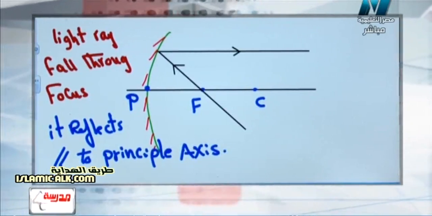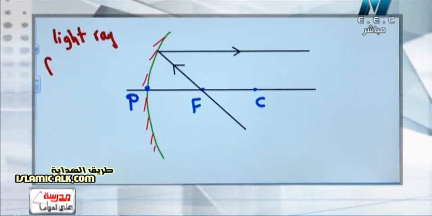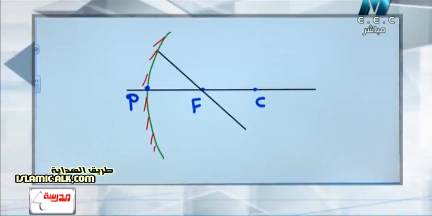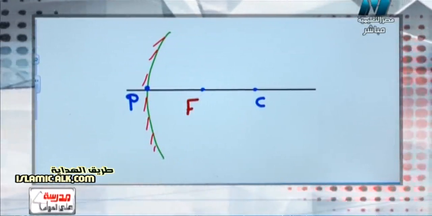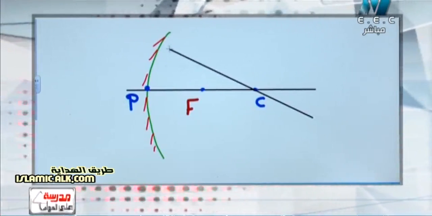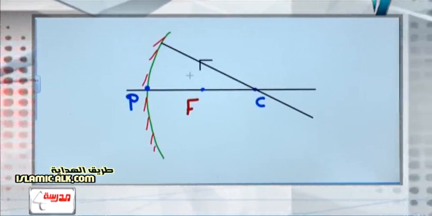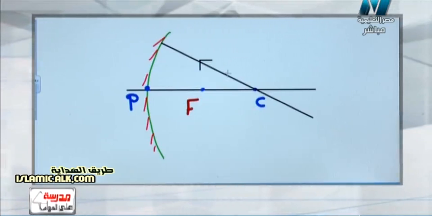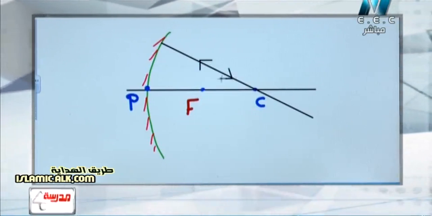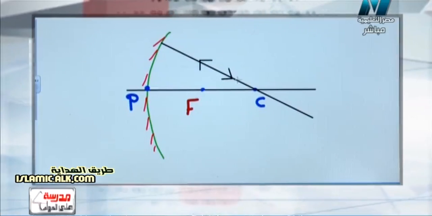The last case, if the light ray passes through the center of curvature. Let us assume that this time the light ray will pass through the center of curvature, as you see like that. If the light ray falls through the center of curvature in this direction, in this case, the light ray will reflect on itself. Of course, we know why it reflects on itself, because angle of incidence equals angle of reflection equals 0.